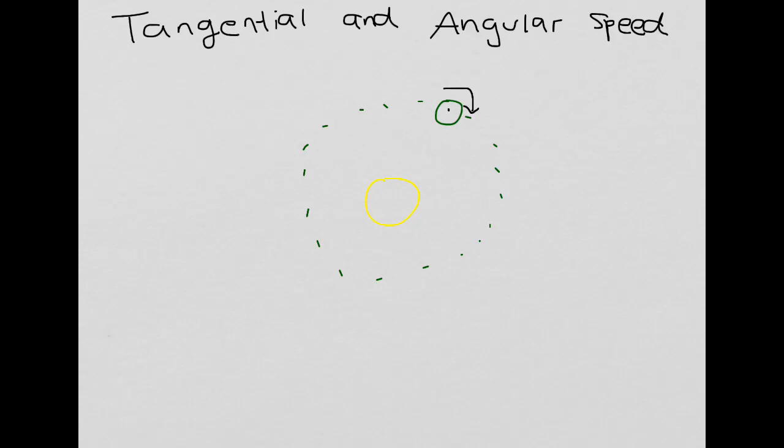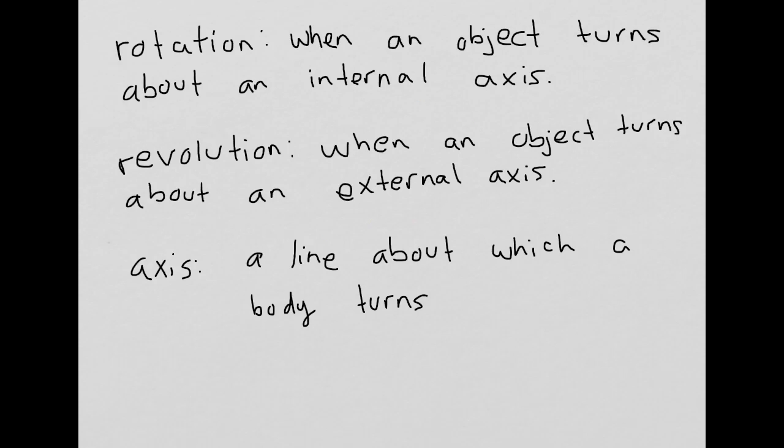So on the next page, I just have a couple quick definitions. A rotation is when an object turns about an internal axis, so in the case of the Earth spinning around its own axis to produce a day. And a revolution is when an object turns about an external axis, so that would be in the case of the Earth revolving around the sun. And then an axis is just a line about which a body turns.